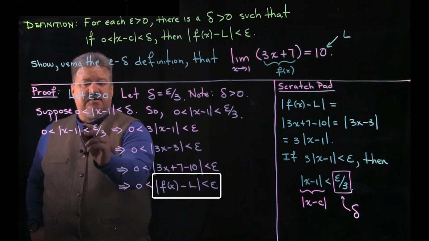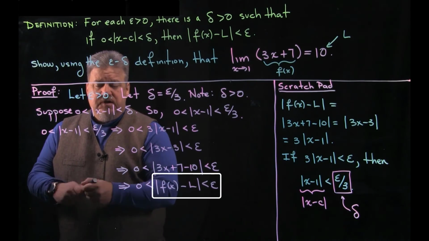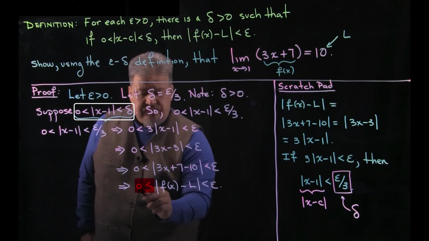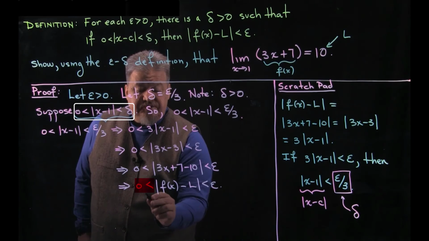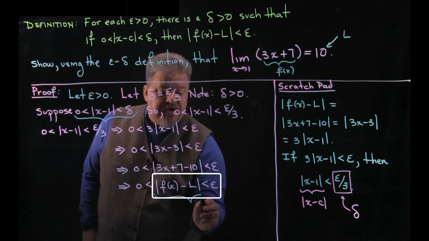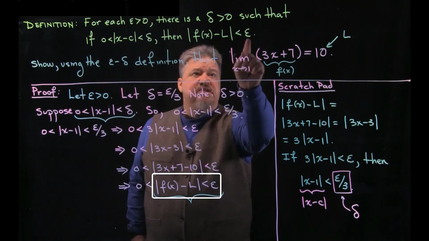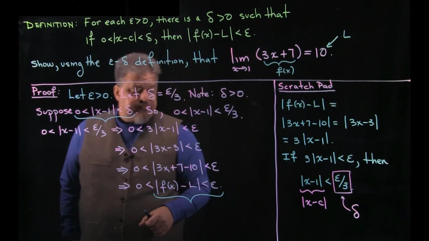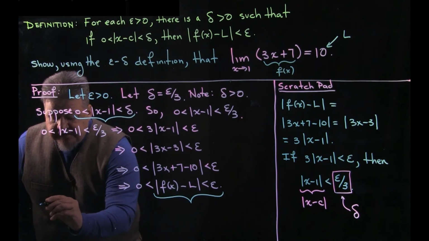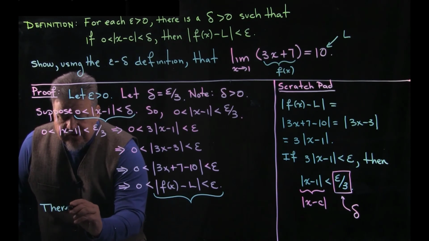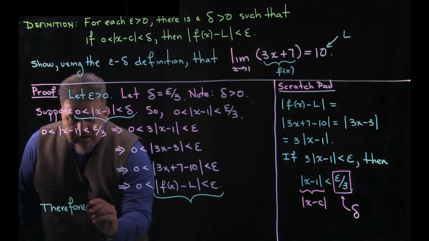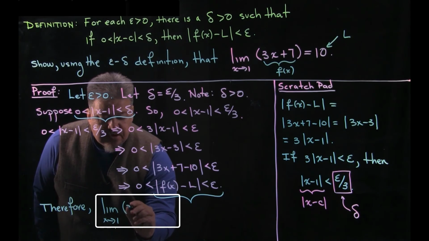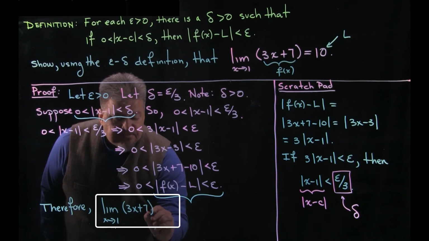We've shown that if x is no further than delta away from 1, then, and we don't really care about the lower bound, this is kind of a bonus result, this is what we care about, we've shown that the absolute value of f of x minus L is less than epsilon. Therefore, by the epsilon delta definition of the limit, we have shown the limit as x approaches 1 of 3x plus 7 is in fact 10.